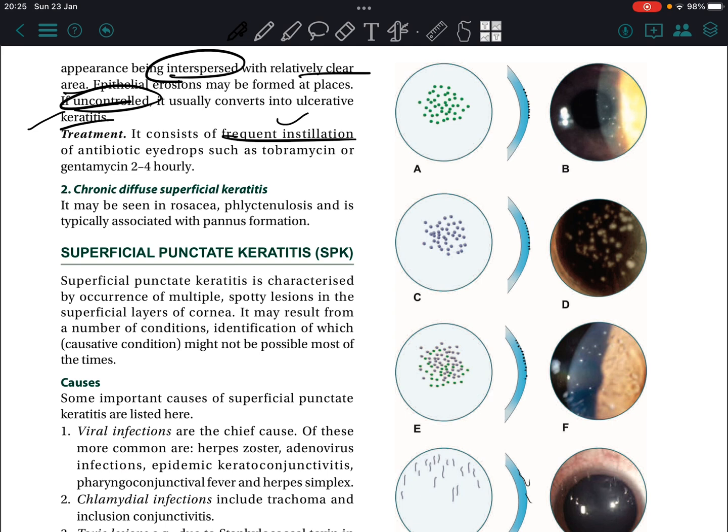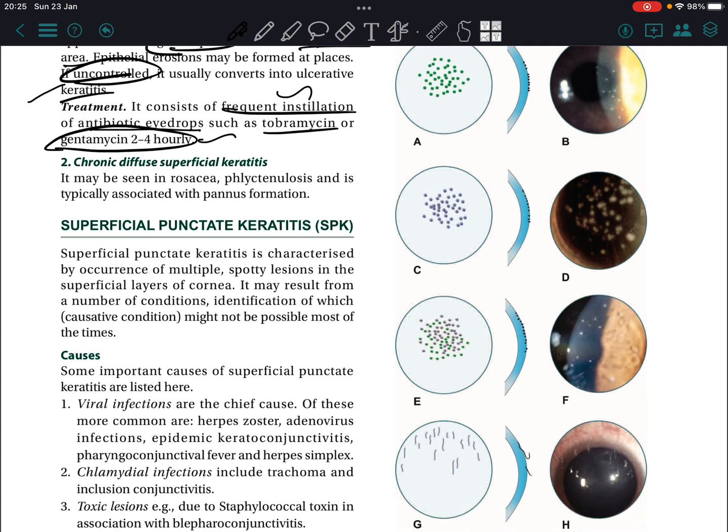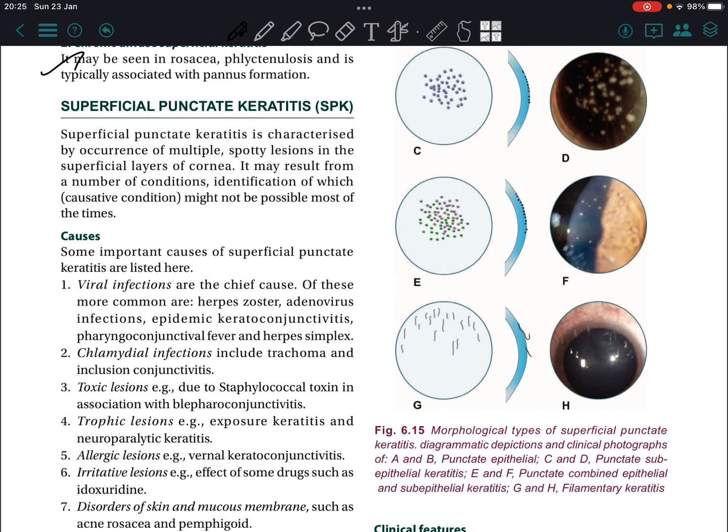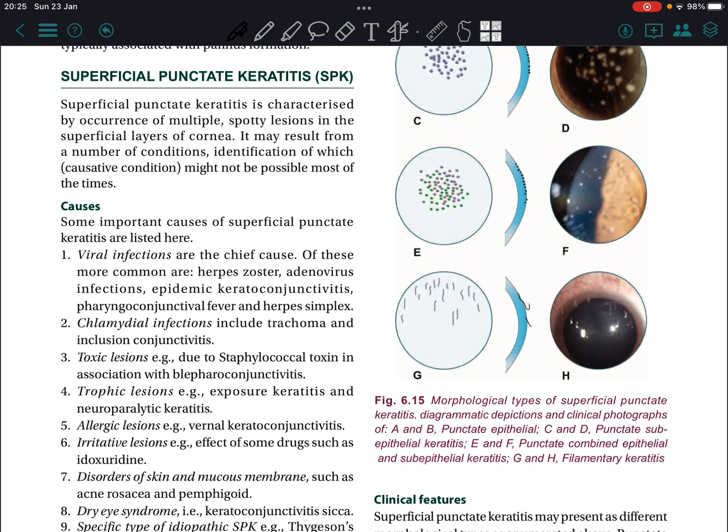Treatment. It consists of frequent instillation of antibiotic drops such as tobramycin or gentamicin, 2 to 4 hourly. Chronic diffuse superficial keratitis may be seen in rosacea and phlyctenulosis, and is typically associated with pannus formation. Superficial punctate keratitis (SPK) is one of the important conditions. We will see the morphological types.